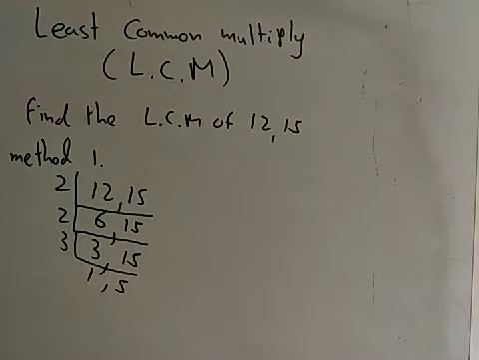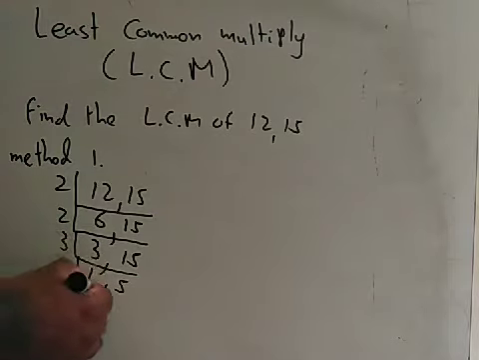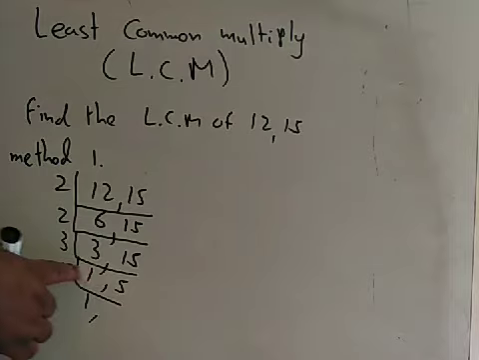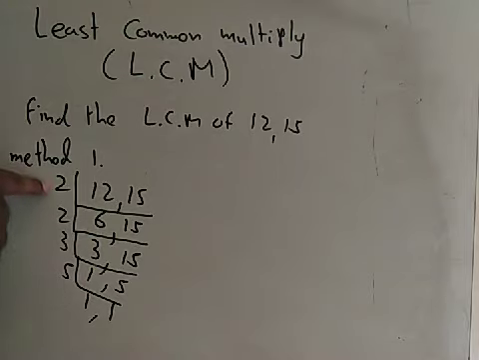Then 1 and 5 remain. 5 can be divided by 5, but not by 1. 5 divided by 5 is 1. Here we have 1 and 1. Then here you can see 2, 2, 3, 5. These are all prime numbers.